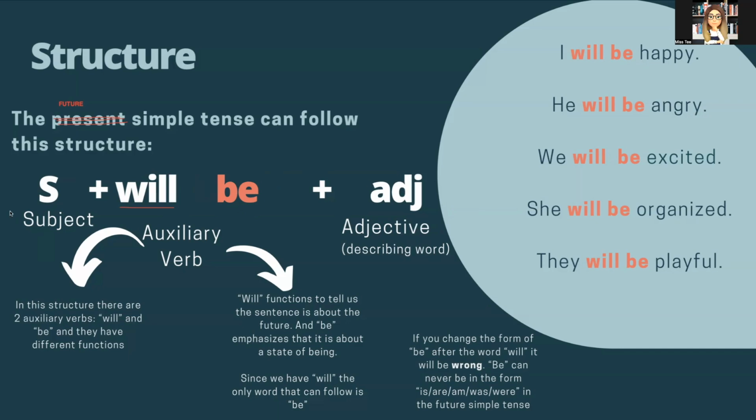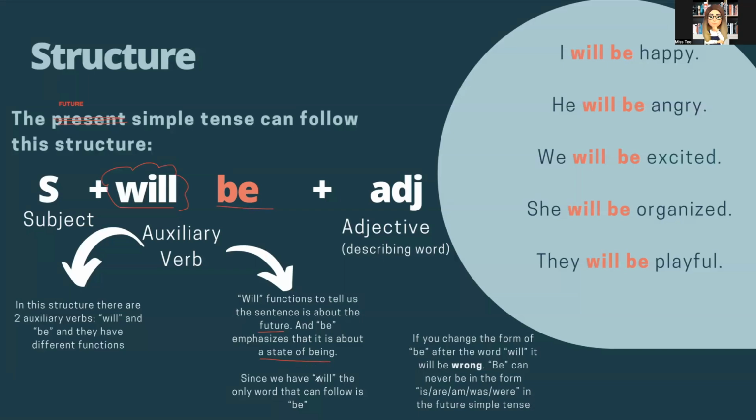So we always have subject. Like I said, the auxiliary verb in this structure, there will be two auxiliary verbs, will and be, and they have different functions. So will, like in the last one, functions to tell us we're talking about the future. This word will tells us we are talking about the future. And then because will is doing the job of telling us that the sentence is about the future, be is doing a different job. Be emphasizes that it is about a state of being, for example.